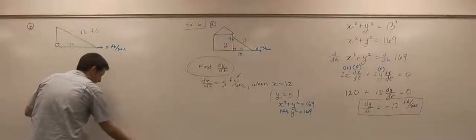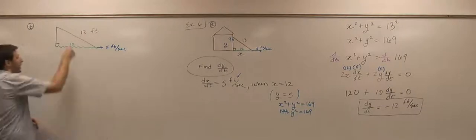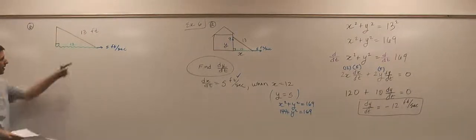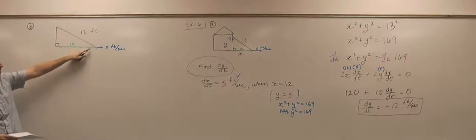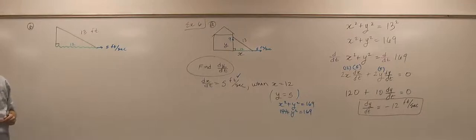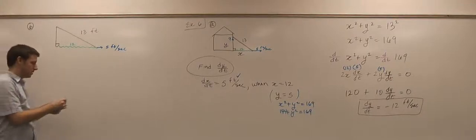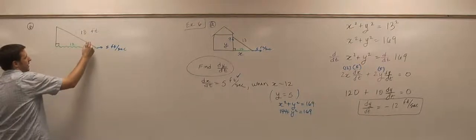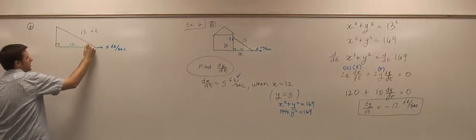But the question now, I don't care about y, I don't care about how fast this guy's going down. I care about how fast the angle between the ladder and the ground is changing at that instant. So if I call this theta, I guess, I don't know how fast theta is changing.